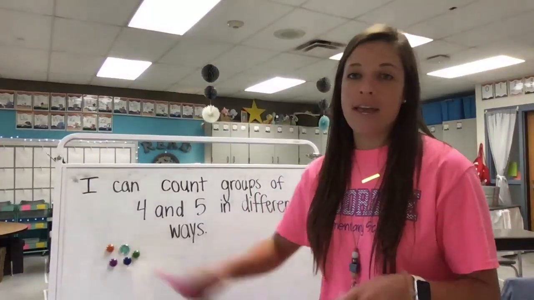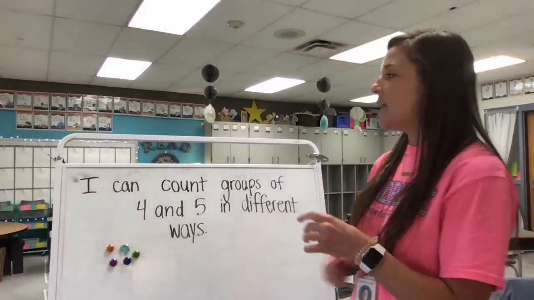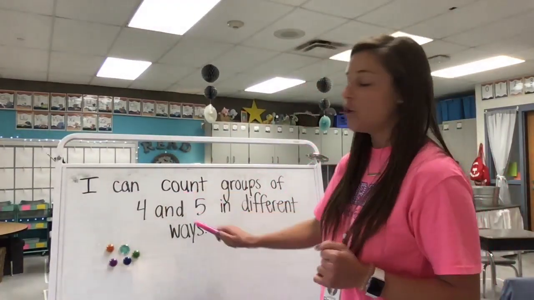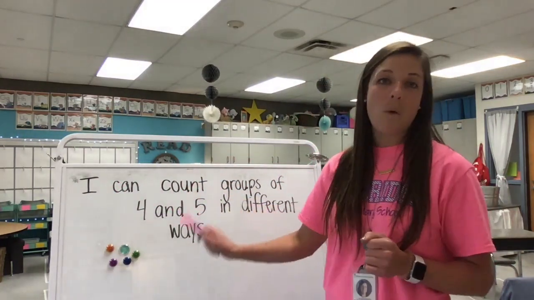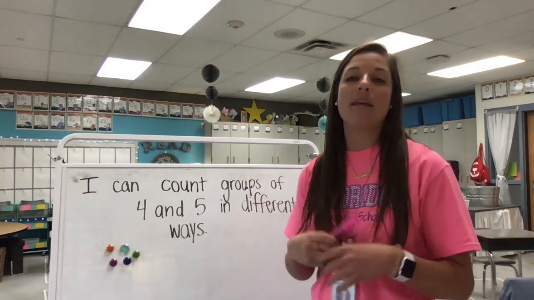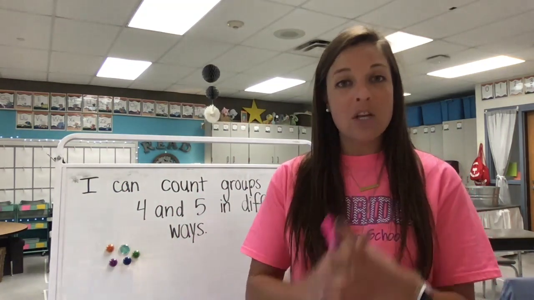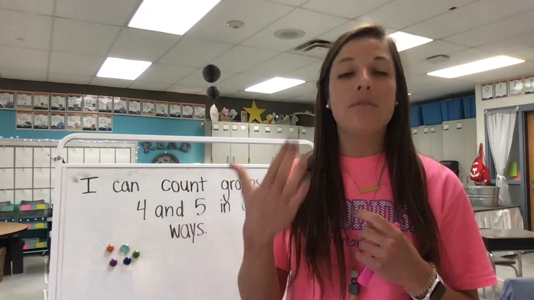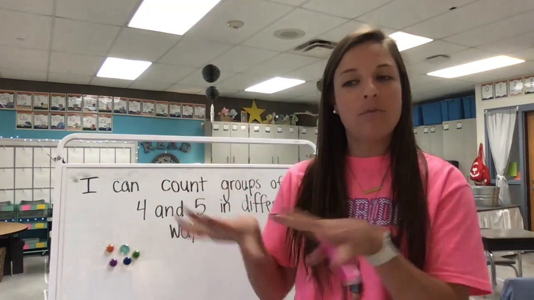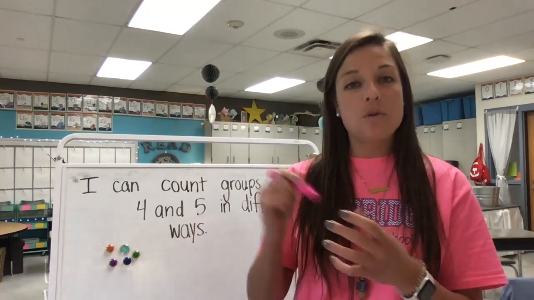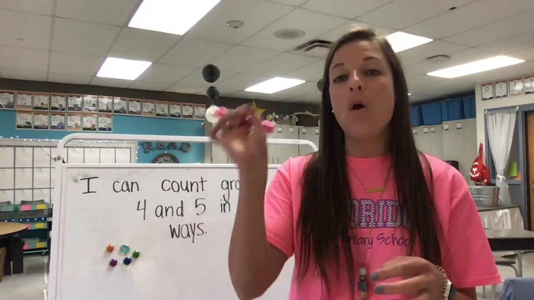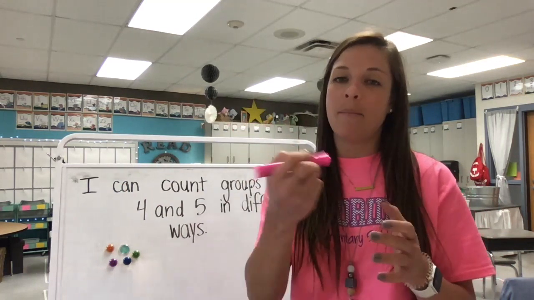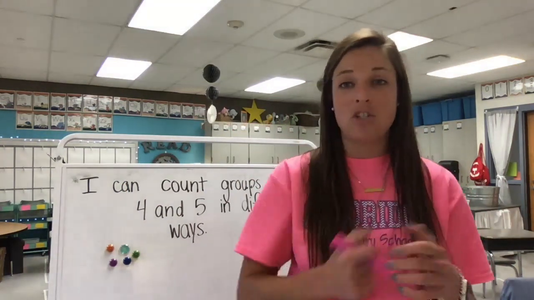All right, friends, welcome back. Today for math, we're gonna hit this learning target right here. It says, I can count groups of 4 and 5 in different ways. So today we're gonna see how we can count objects in groups of 4 and 5 when they're laid out in different ways. And we're also going to color, like we did before, our graph to match it, to show, oh, there are this many in this group. I'm going to color this many boxes to match to show.